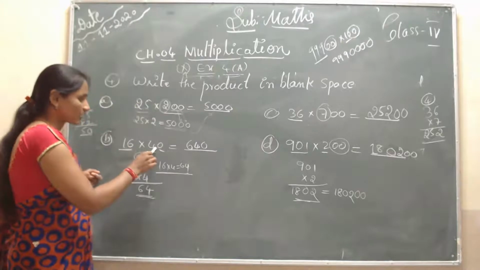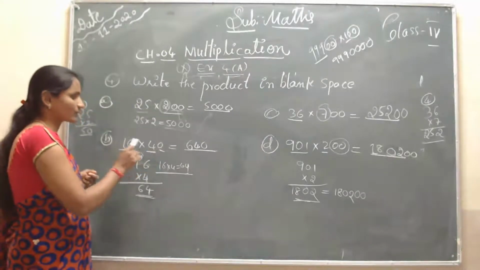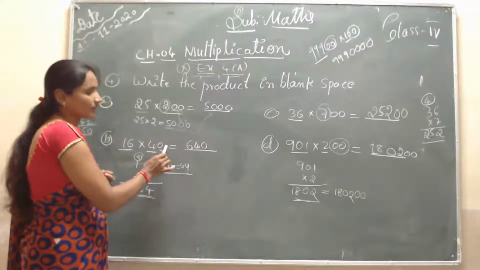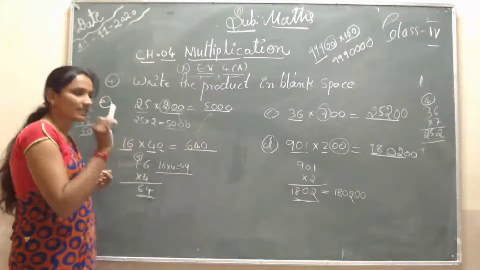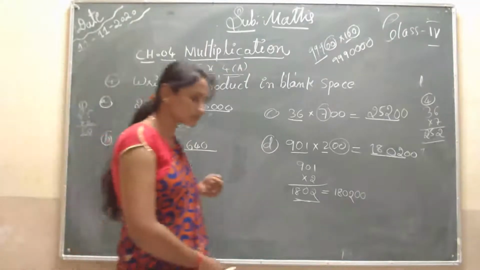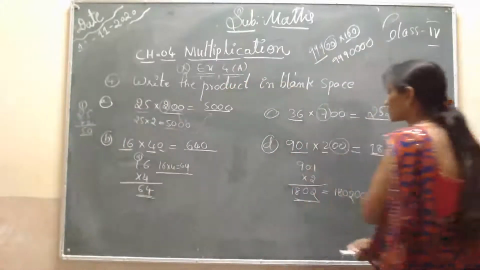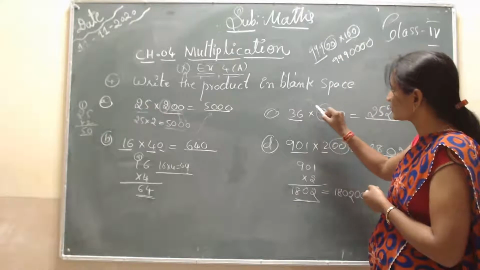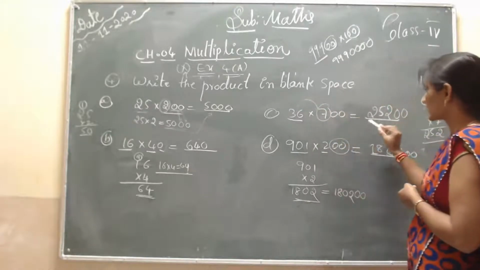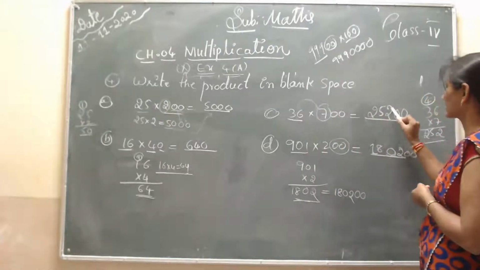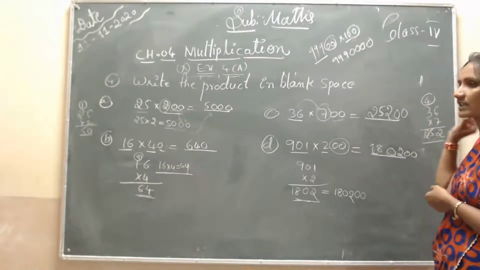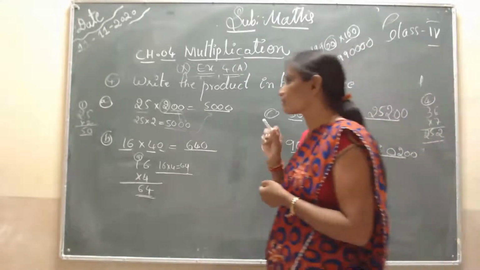So 16 into 40. First 6 fours are 64. But what is left? 1 zero is left, so I write 640. Next, the same method. What is 36 into 700? First you have to do 36 into 7. What is that? 36 into 7 is 252. How many zeros are left? 2 zeros. So I have to write the 2 zeros here. So what is the total product?